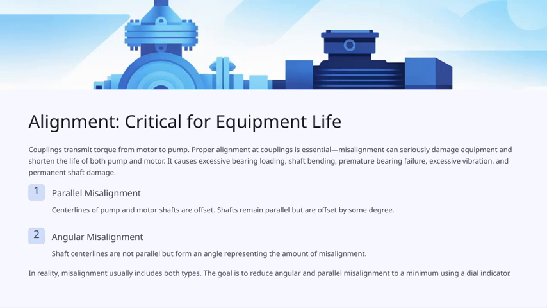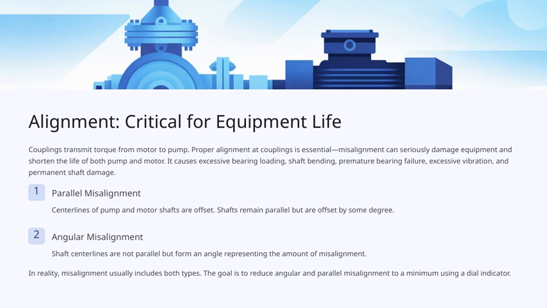Alignment is absolutely critical for the longevity of your equipment. Couplings are the parts that transmit torque from the motor to the pump, and getting them properly aligned is essential. When alignment is off, it can cause serious damage to the equipment and drastically reduce the lifespan of both the pump and the motor. Misalignment leads to excessive bearing loading, which puts stress on the bearings themselves. It can also cause the shafts to bend, leading to premature bearing failure. You might notice increased vibration during operation, and in some cases, it can even cause permanent damage to the shaft.